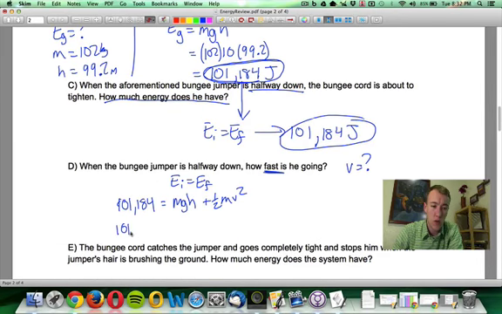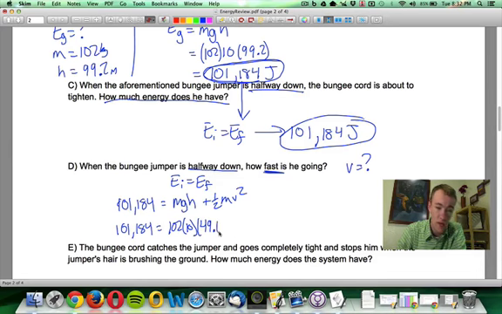So this is 101,184. His mass is 102. Gravity is 10. We're halfway down now, so the height's not going to be 99.2. The height's going to be 49.6. I just did 99.2 divided by 2 there. So that's 49.6 plus 1/2 times his mass again of 102 times v squared. And we're solving for v. Pesky v that's squared. We're going to have to take a square root later.